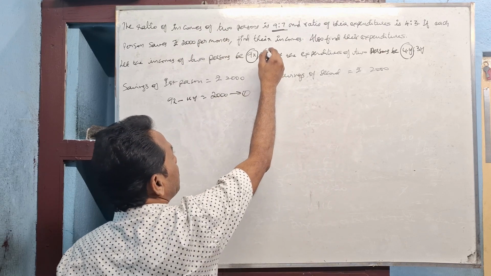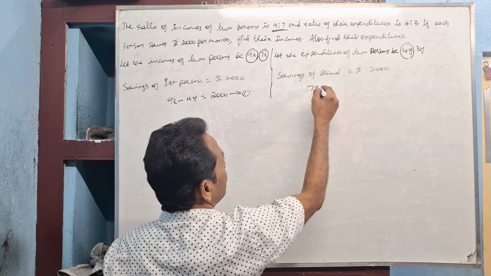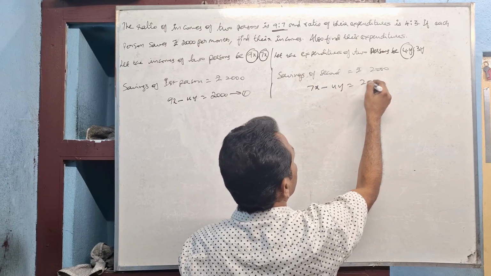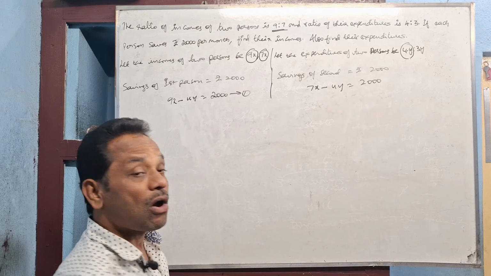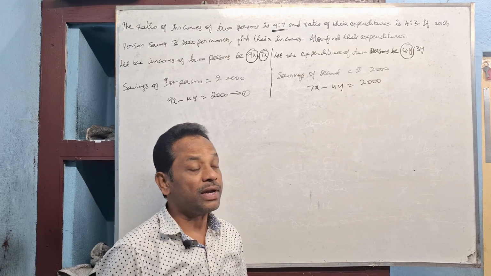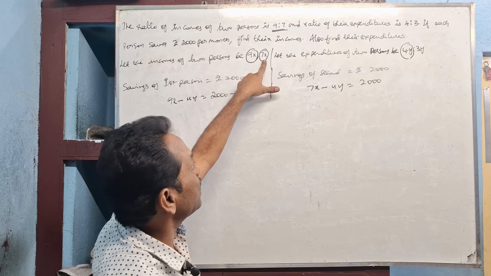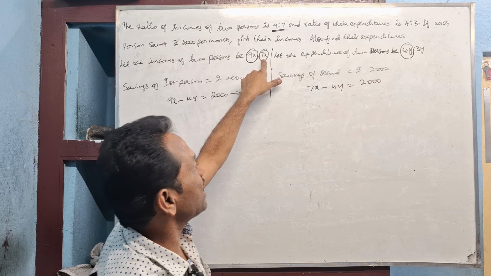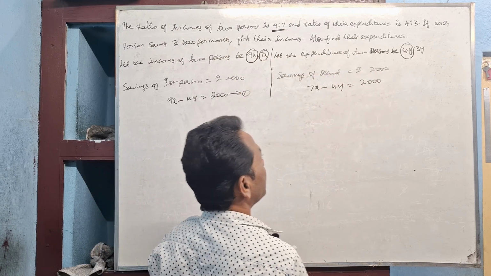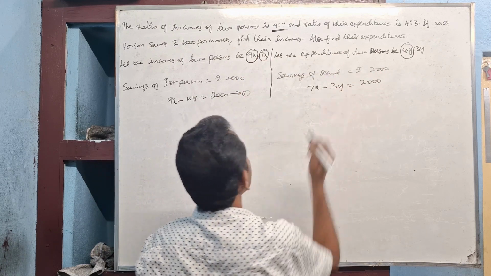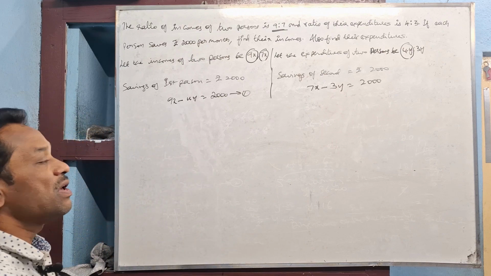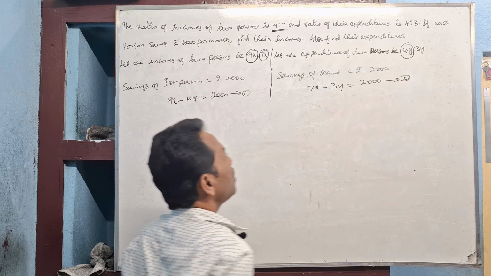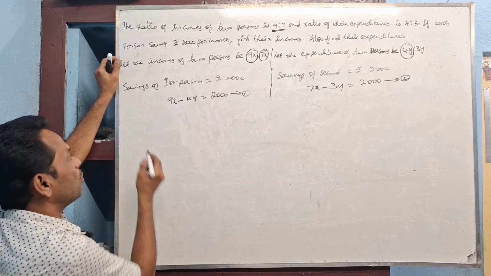Here, the second person's income is 7x minus the expenditure 4y gives you 2000. I repeat again, how to find the savings of the second person? Income of the second person minus expenditure of the second person, nothing but here 7x minus 3y gives you the savings of the second person. So let me take this as equation 1.